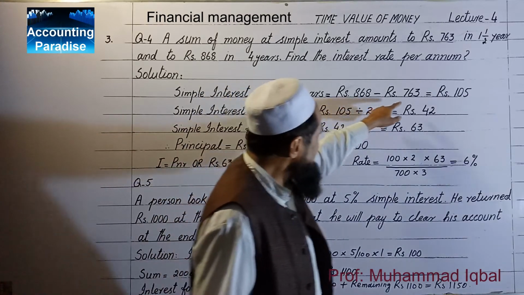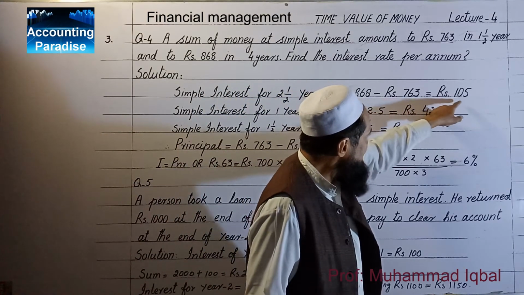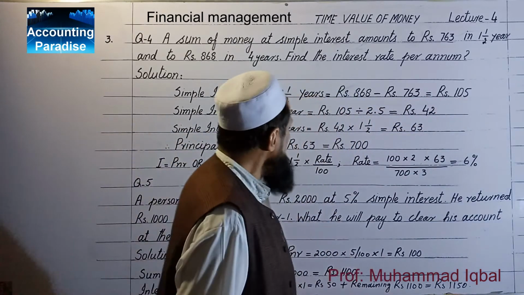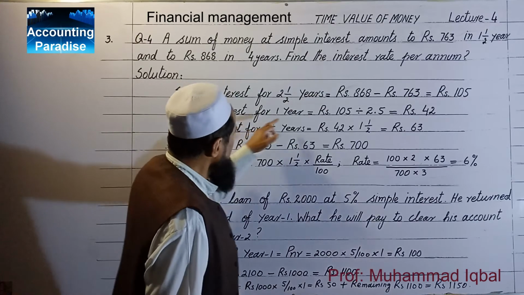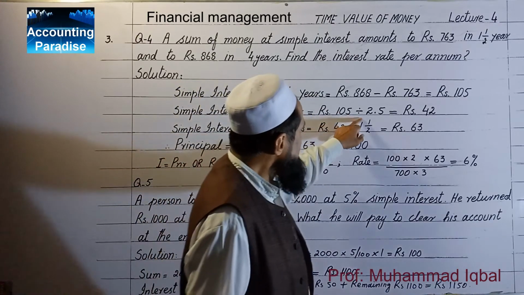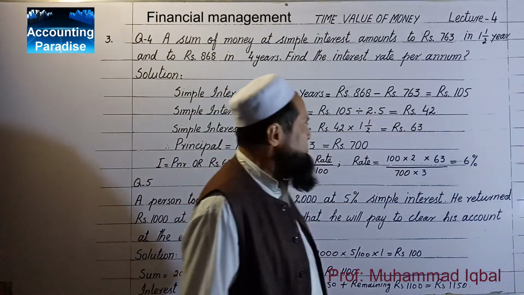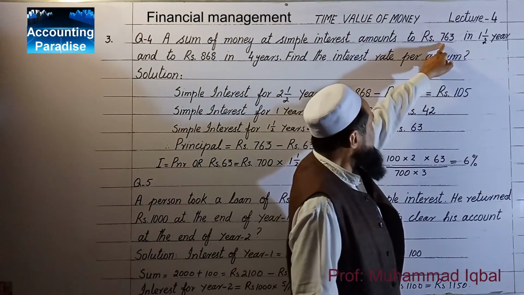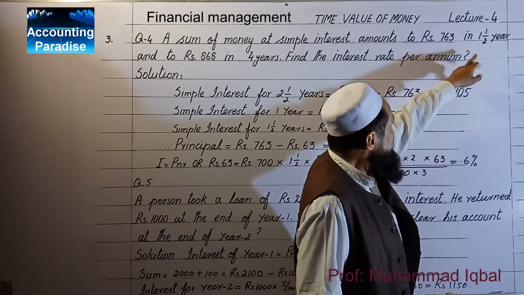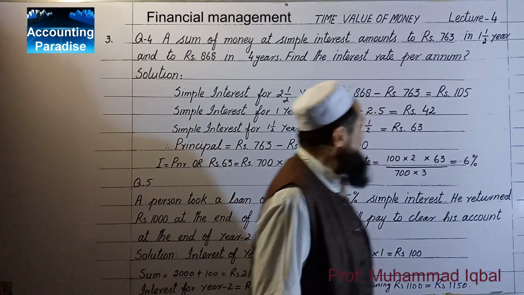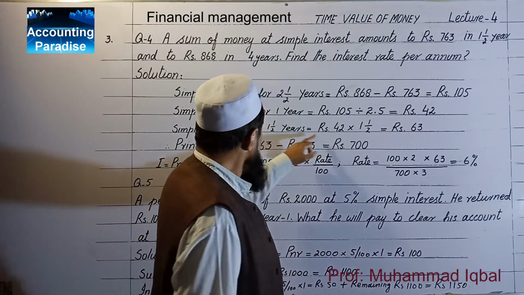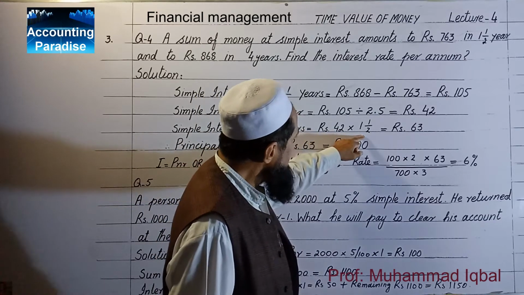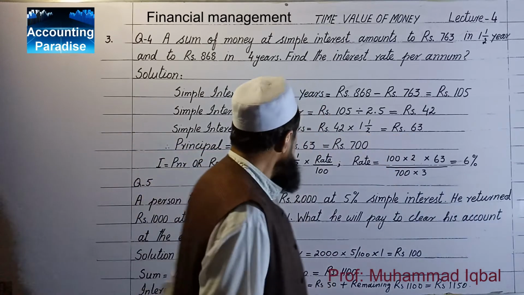868 minus 763 is equal to rupees 105. It is equal to 2.5 years interest. Now we will calculate simple interest for 1 year. We will divide this and we have rupees 42. Now this amount becomes in 1.5 years. We shall calculate the interest for 1.5 years. 42 into 1.5 is equal to 63.